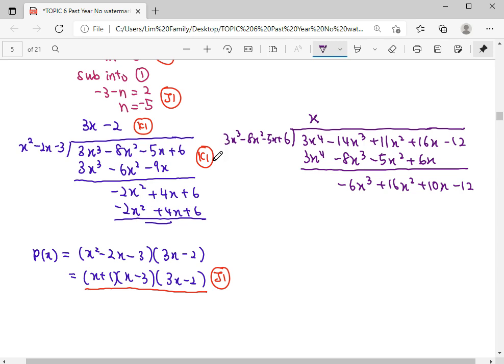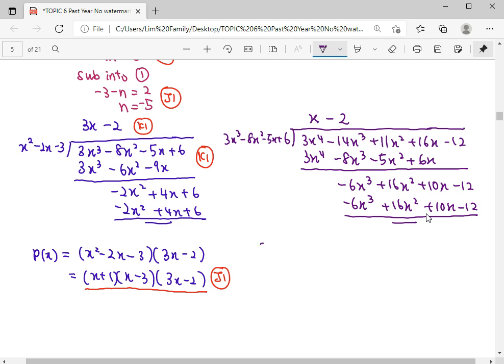We need, from the 3, what multiplier so that we can get negative 6. So we divide negative 6 by 3, which means we need a negative 2. Again, we multiply negative 2 with 3, negative 6x cubed. So we've done our first term division. Continue for the rest: negative 2 with negative 8, positive 16x squared, then positive 10x, then negative 12. So we managed to divide it completely. We don't have any remainder.